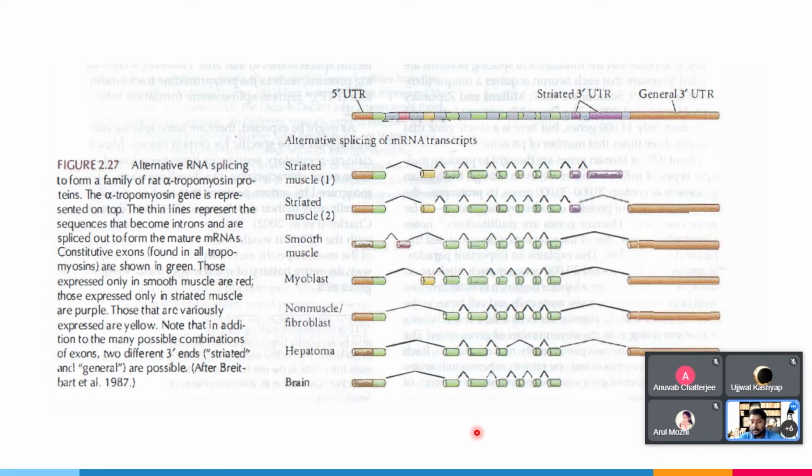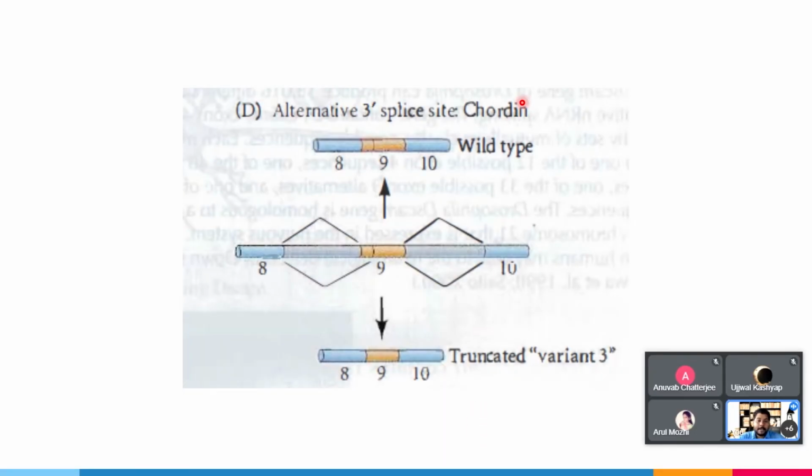Is this okay? This was a prime example of alternative RNA splicing. So this was our first example. The second is the alternative 3' splice site of cordon.